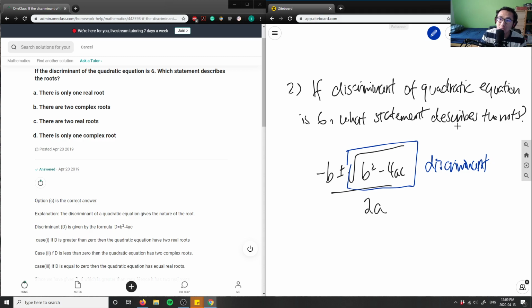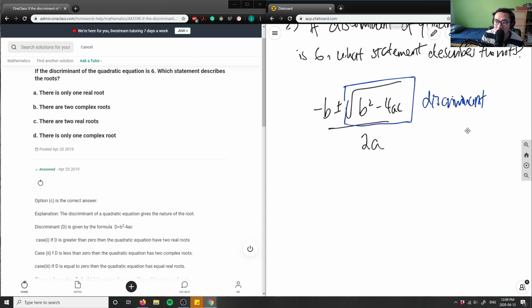Discriminant. So if I'm saying the square root of b squared minus 4ac is my discriminant, and it equals 6, what does that statement describe about my roots? Remember, I'm solving for x here. So if my discriminant is positive, in this case, I can say that this entire thing here is 6.